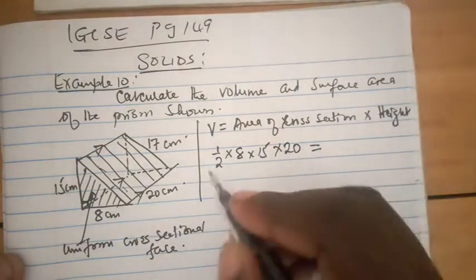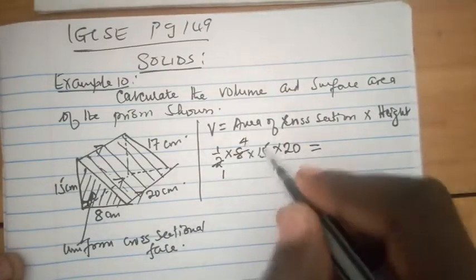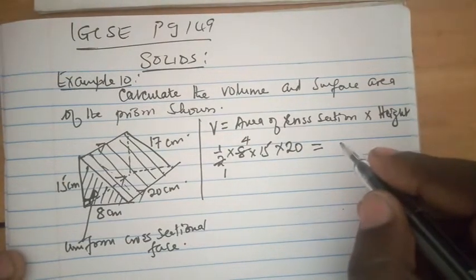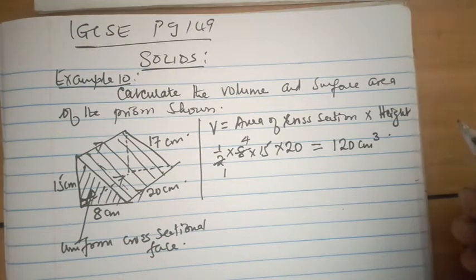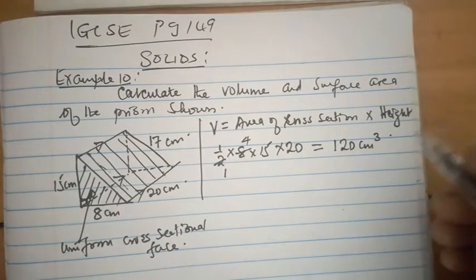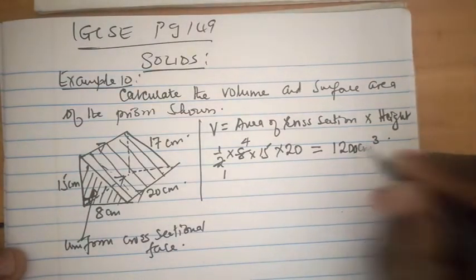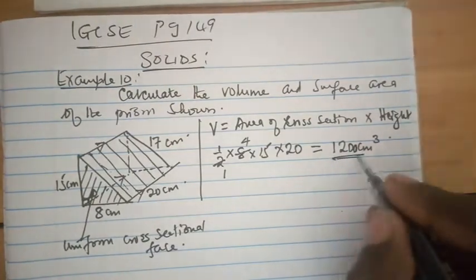You are there with your volume, and of course this is 1 by 2, 4 times 15, 60, and 60 times 20 is 1200 centimeter cubed, and that is it.